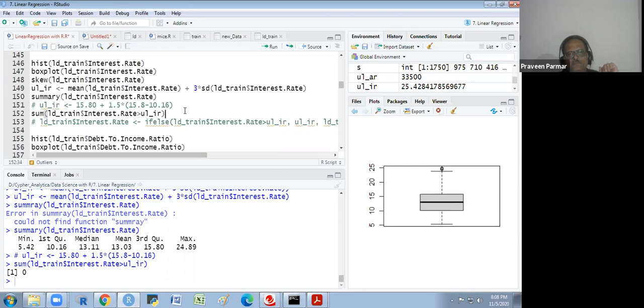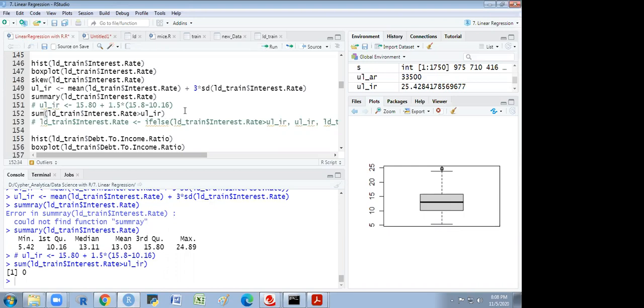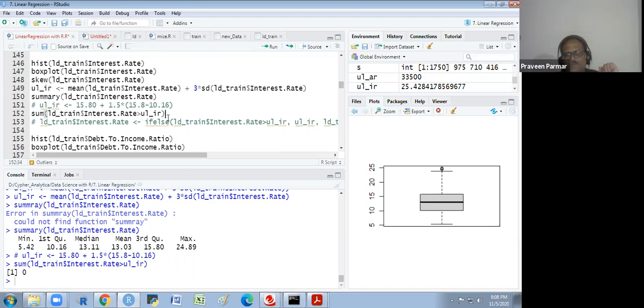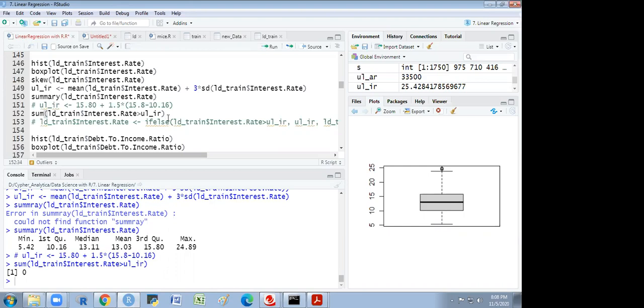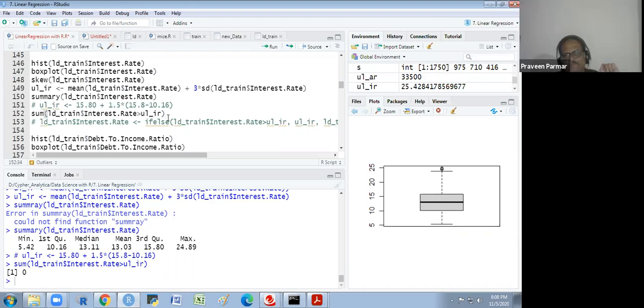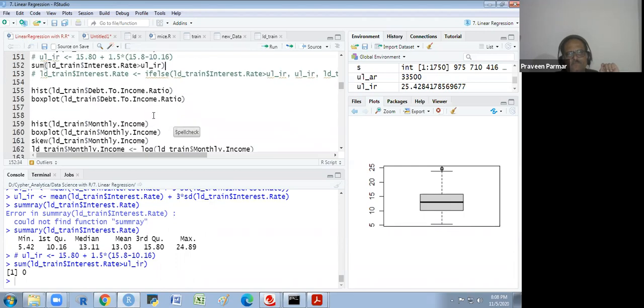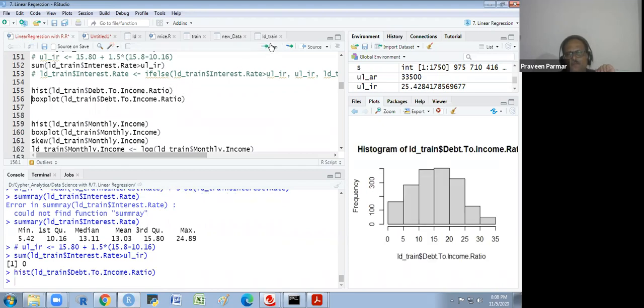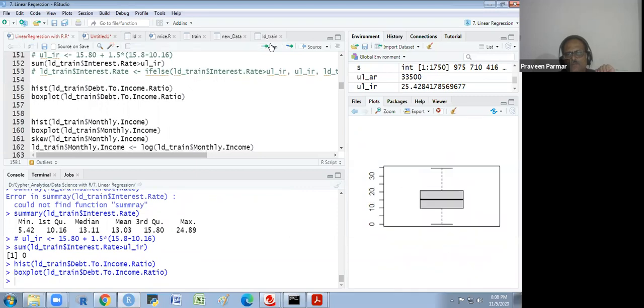So we don't always rely on the box plot for normal distribution outliers. Yes, right. Now we see the histogram of the debt to income ratio. It's perfectly normal. If I see the box plot, there is no outlier. It is perfectly normal.